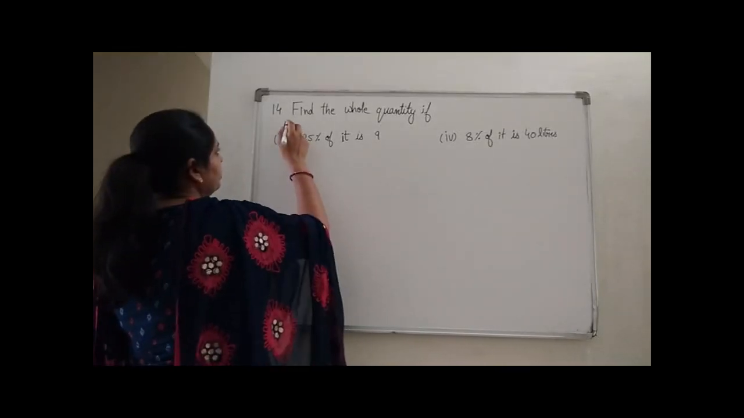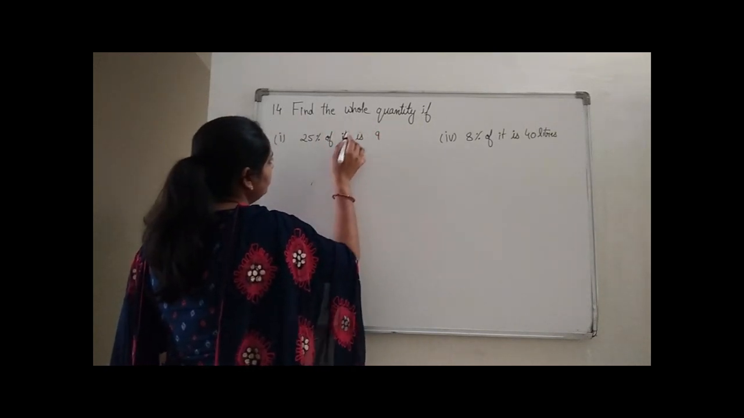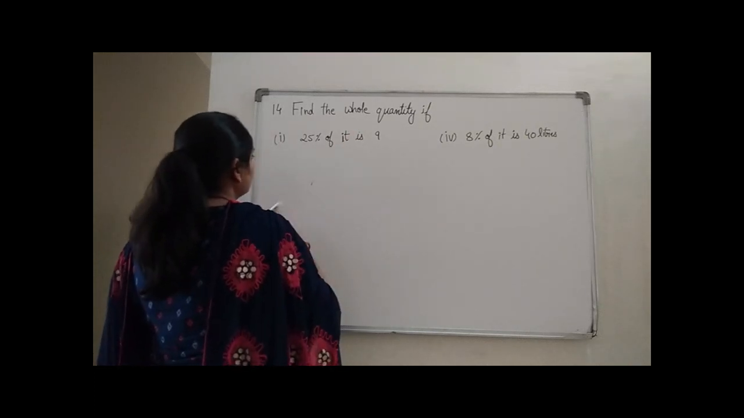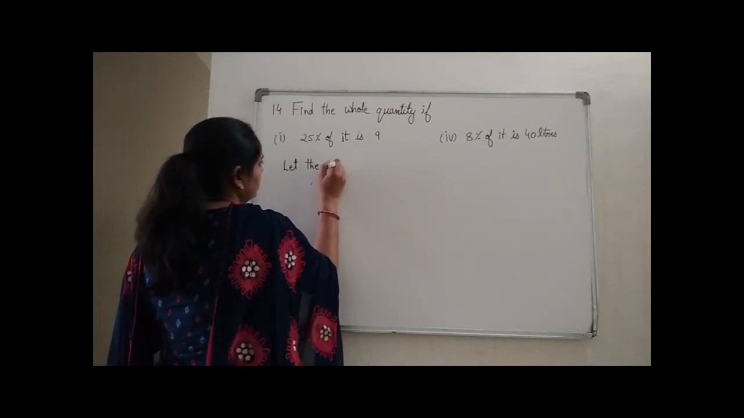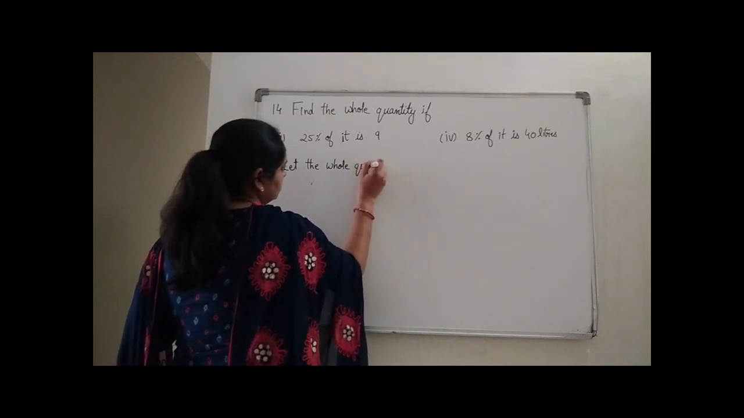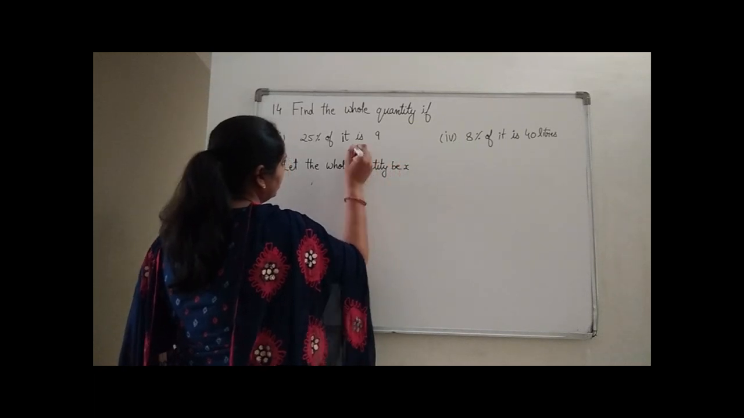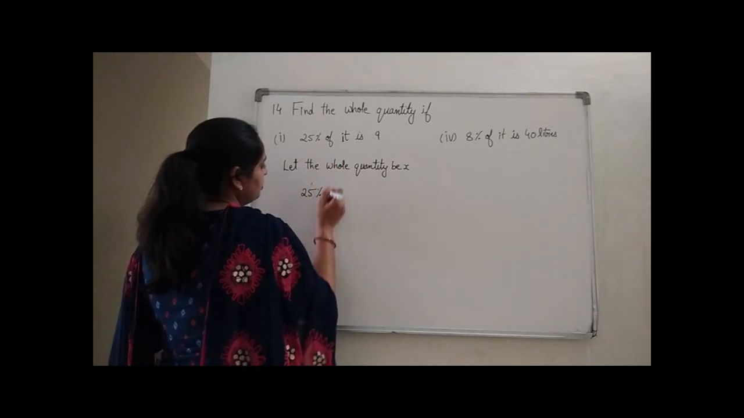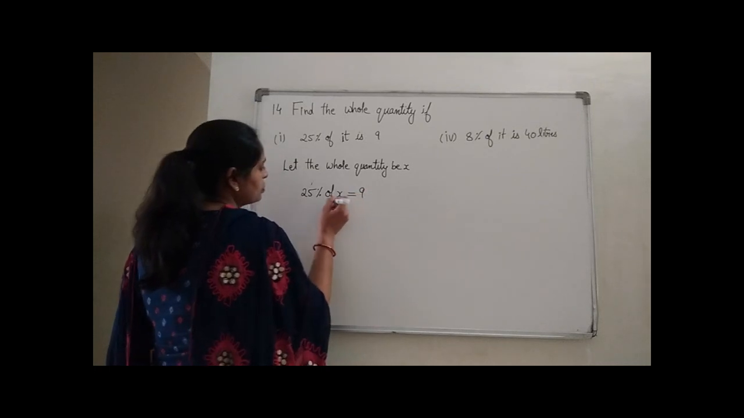Okay. Now see the 14th question. Find the whole quantity if 25% of it is 9. So 25% of it means that is the whole. So let us suppose let the whole quantity be x. Then according to the question, 25% of x is 9. So what is the value of x?